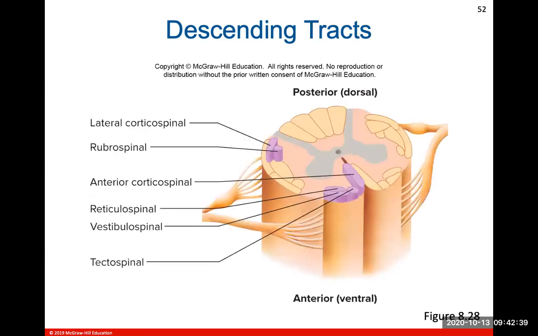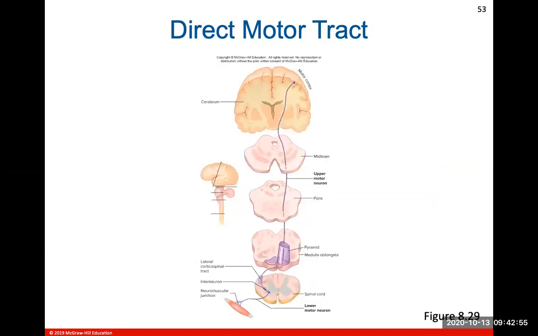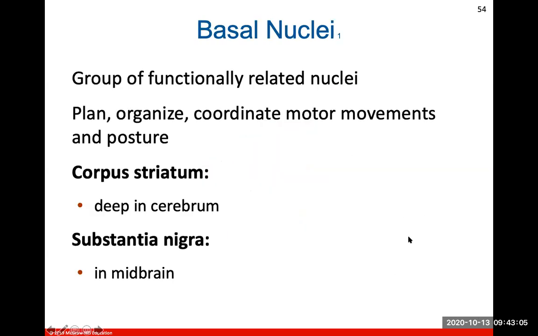And this is just showing where these tracts will be located, again in the white matter, and each tract will go to a different part of the body, but all of these will be motor tracts, and they're descending tracts coming from some area in the brain down the spinal cord. Here's an example of a direct motor tract, again showing where the upper motor neuron is and the lower motor neuron, going right to the skeletal muscle.